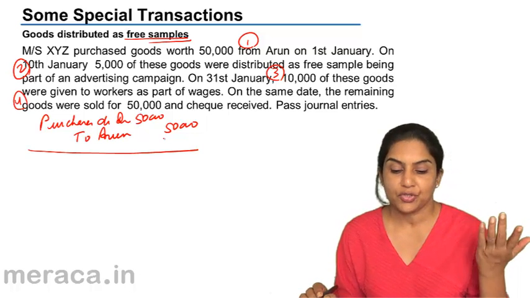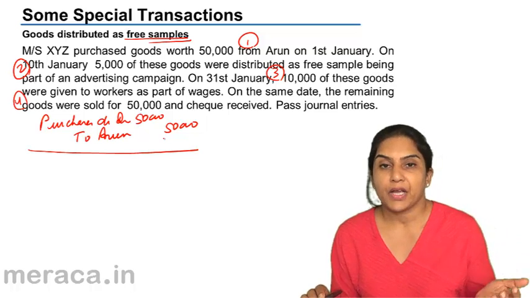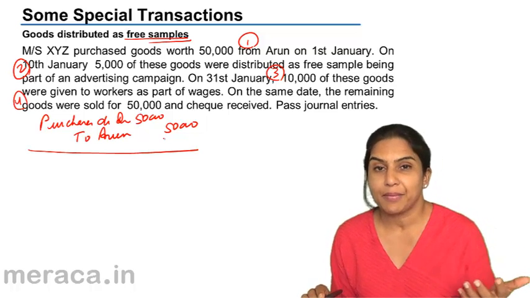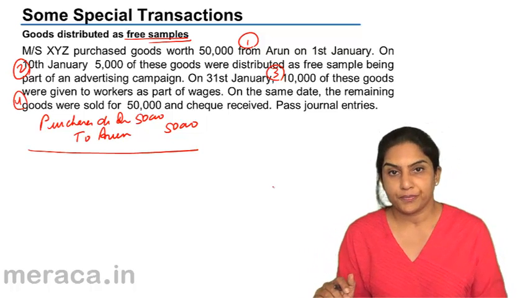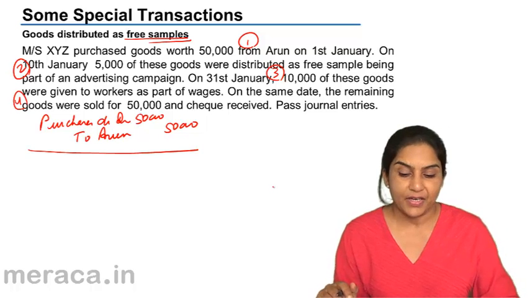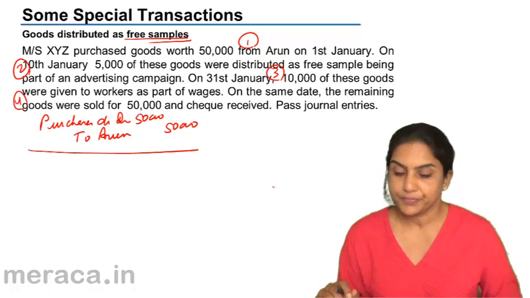Purchase of goods is called purchases. It's an expense, so purchases is debited to Arun, because we know there is a liability. Arun is a liability. The business owes money to Arun. Debit the receiver, credit the giver. Arun is the giver. We have credited Arun's account for 50,000.